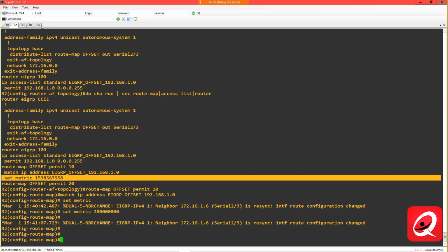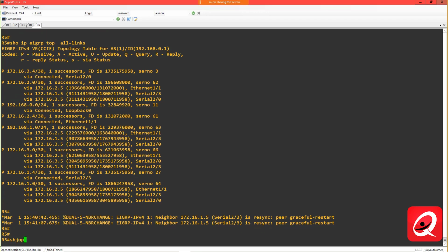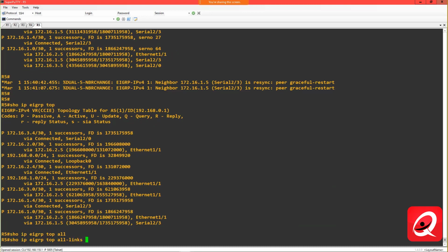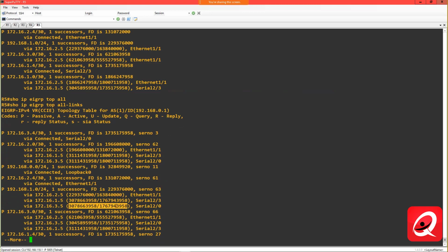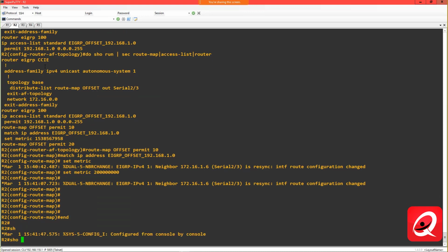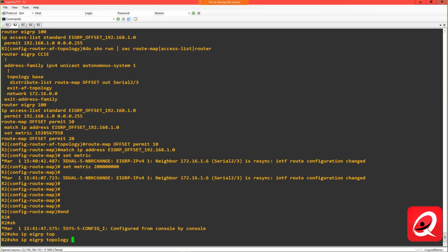I've never done it this way, but show ip eigrp topology. So it's definitely not working because we can see it's not actually modifying what's being advertised. Let's see if it changes anything. Show ip eigrp topology 192.168.